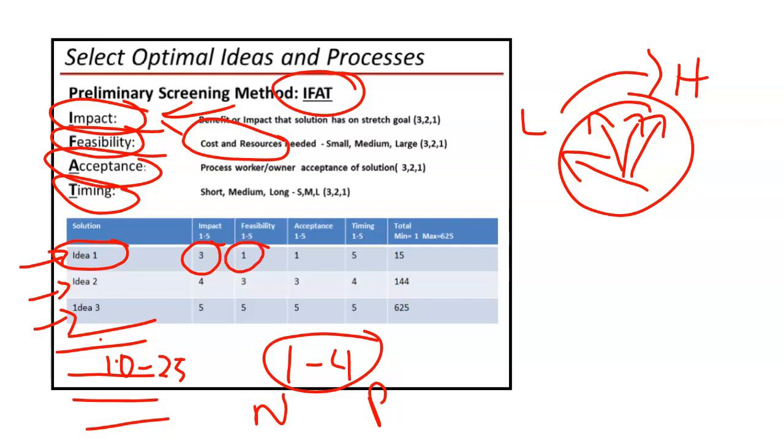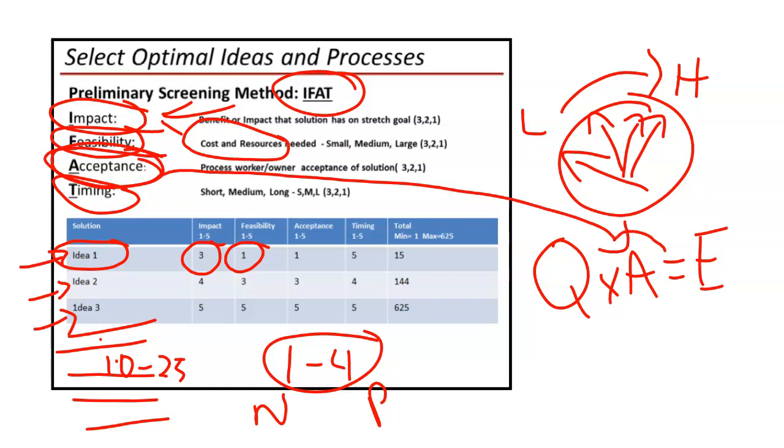The third attribute, acceptance, is all about that Meyer model equation. You remember Q times A equals E, where E is your effective business result, Q is the quality of the solution or the technical robustness of the solution. And what we're looking at in the acceptance is how much user acceptance or buy-in there is for this particular solution. Is there a lot of user acceptance, a lot of buy-in? Then it'll score high. If there's a lot of change resistance to this solution, then it'll score low.